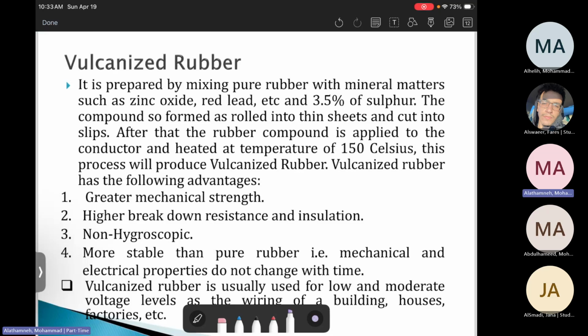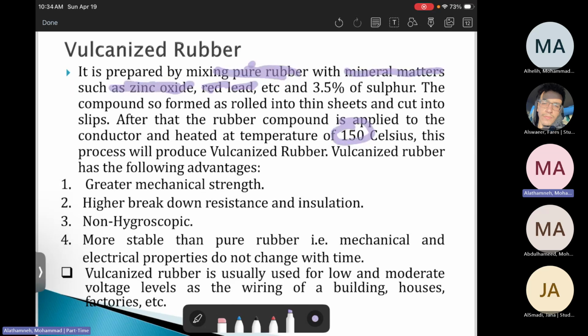Vulcanized rubber is prepared by mixing pure rubber with mineral matters such as zinc oxide or red lead, etc., and 3.5 percent of sulfur. The rubber compound is applied to the conductor and heated up to 150 Celsius. This process will produce a vulcanized rubber. Again, vulcanized rubber takes normal rubber, applies it and heats it up to 150 degrees, then lets it cool down.